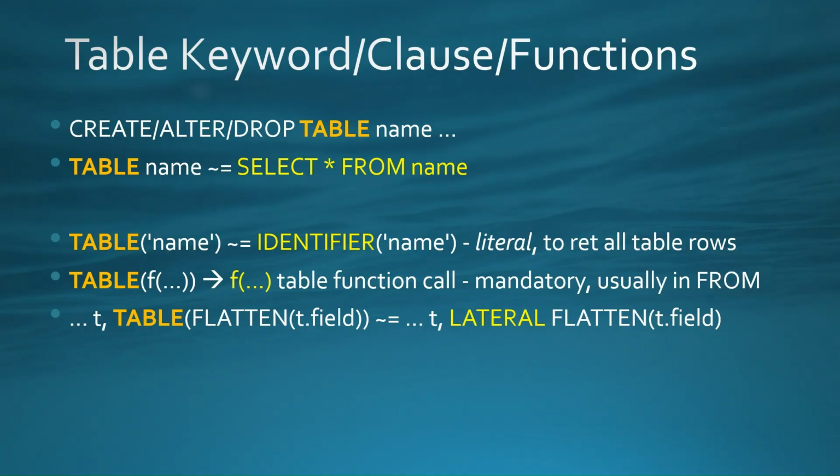Then you have this table with a literal. Literal is a string value, and you have to pass here definitely a table name, and I think this works as well with a view name, just like before. We've seen that this returns all table rows, and usually you call it from the from clause, because of the multiplicity. Every table function returns multiple rows, not a scalar value. So you cannot usually use it in the select clause. And this is equivalent, as we've seen, with identifier.